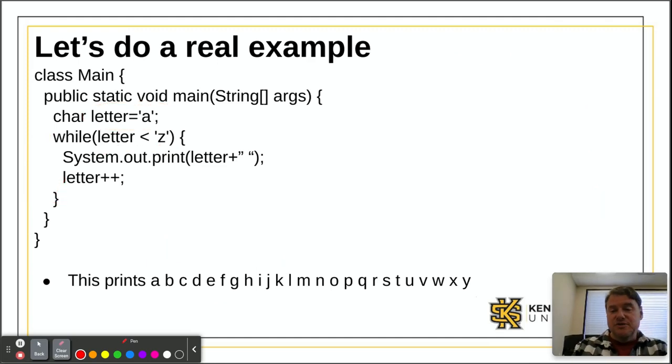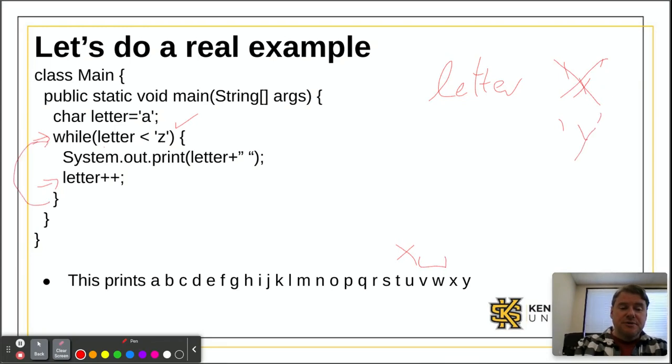So let's talk about the circumstance where letter has reached X. And let's just continue tracing. So we go back up to the top of the while loop and it says X less than Z, and that is true. So it prints out the X and prints out the space. And then it does letter plus plus. Well, at this point, that becomes Y.